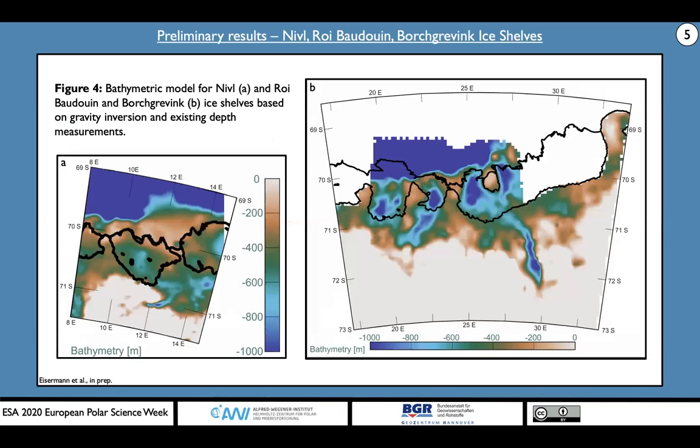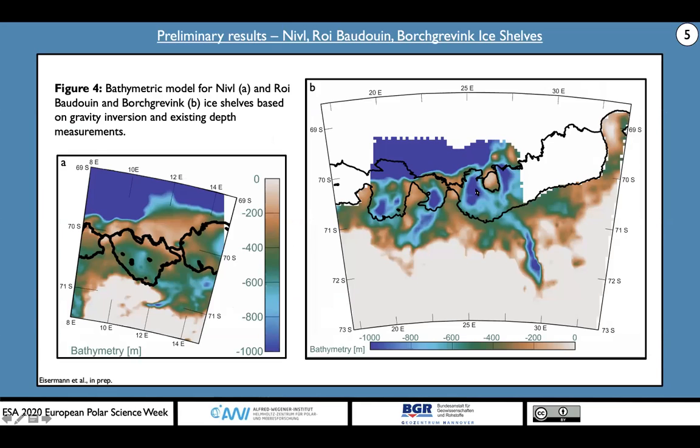We can see the same thing for the ice shelves in Eastern Dronning Maud Land, for the Nivelle ice shelf here on the left, and the Borchgrevink and Bourdon ice shelves here on the right side. Again, the bathymetric sills close to the continental shelf and the deep troughs beneath the ice shelves.